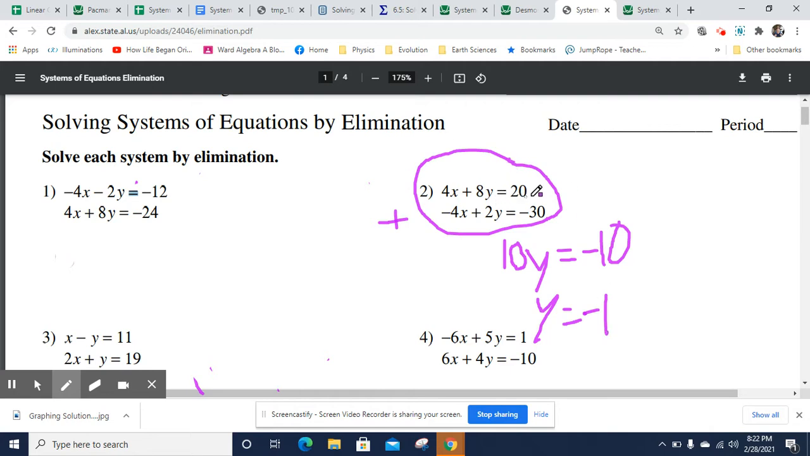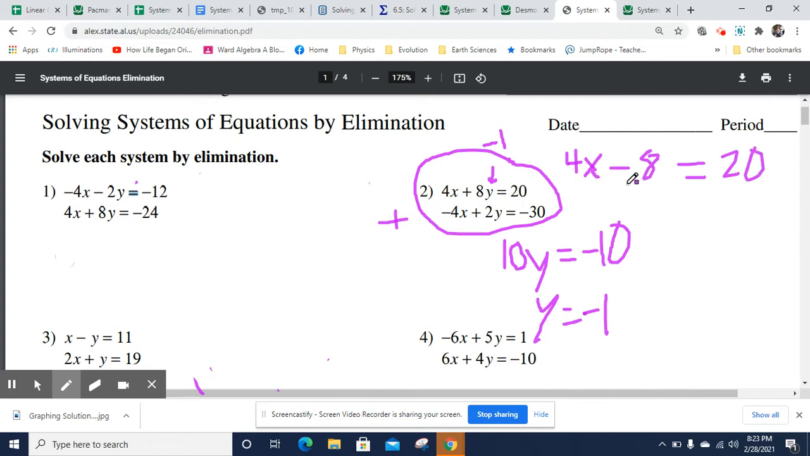All right, well, if y is negative 1, now I can go and plug negative 1 in for either one of these y's. I'll do it up here. I'll have 4x plus 8 times negative 1, which means that's just going to be minus 8. 8 times negative 1 will be a negative 8. What I've done is I've replaced this y with a negative 1. So then I'm going to have 4x minus 8 equals 20.